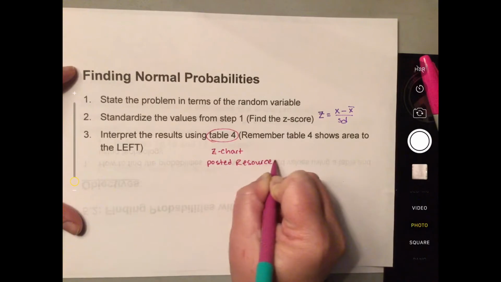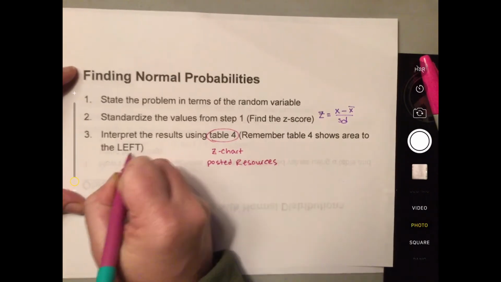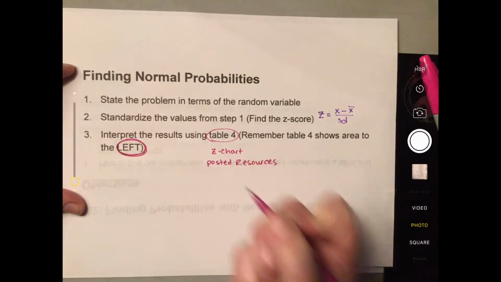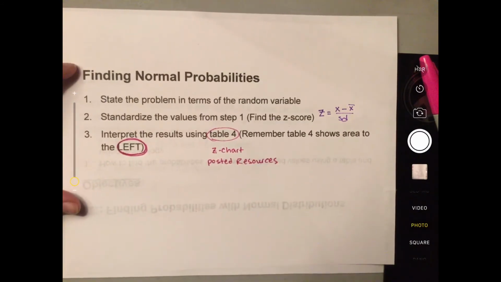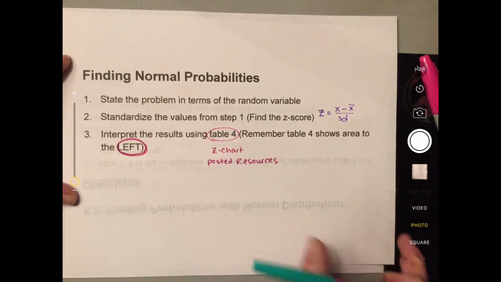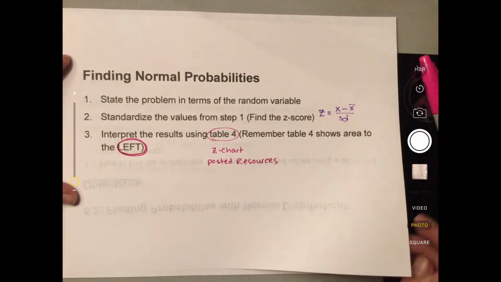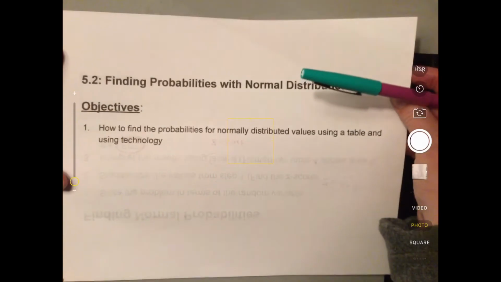And just remember when you're using that table, they give you the area to the left of the z-score. I'm going to be using the table, and then I'm also going to be using the TI Nspire. But let's do the table first for this example problem.